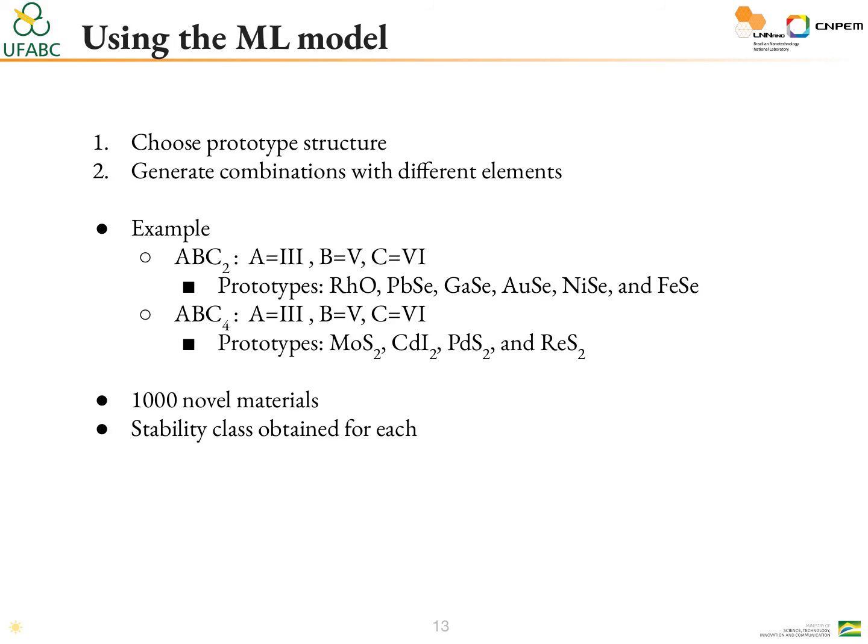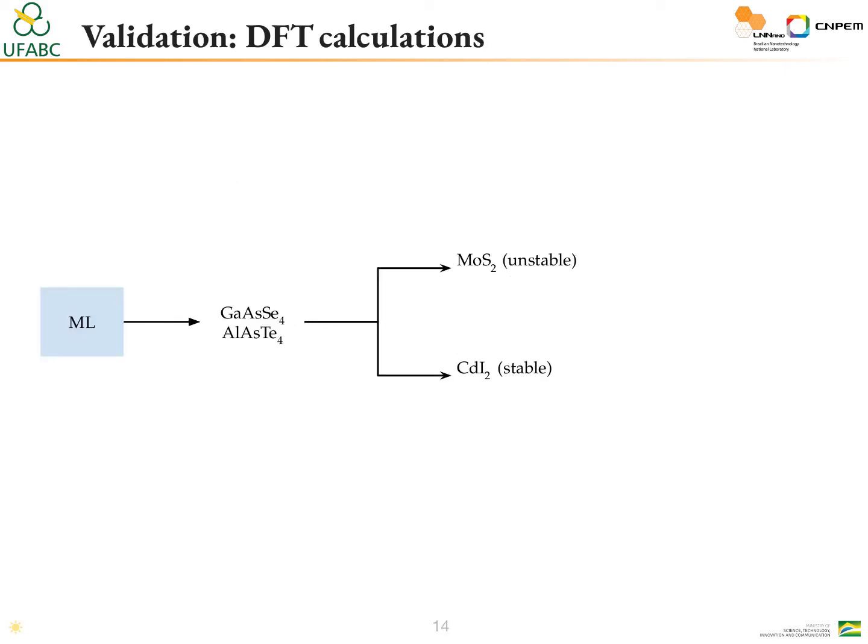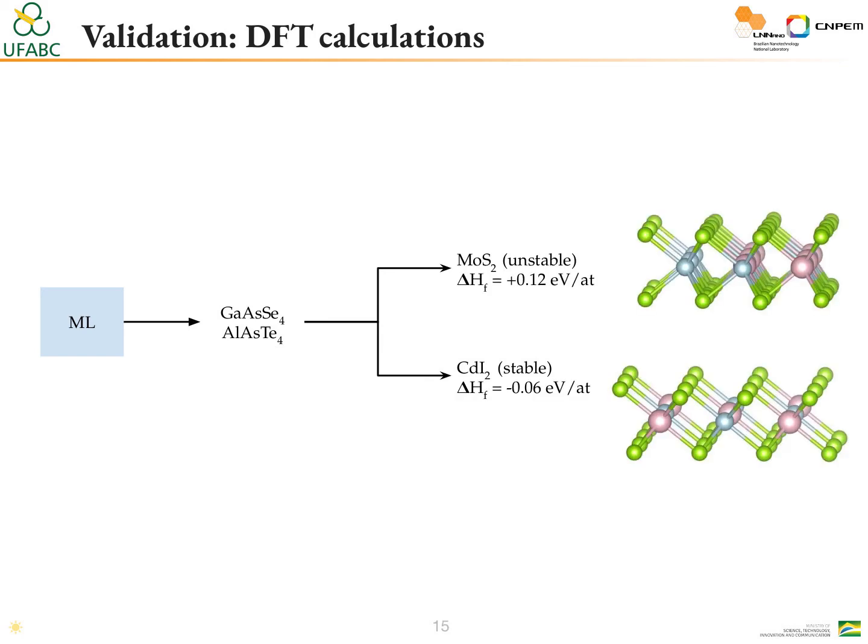To employ our resulting model, we can now make predictions by choosing different structural prototypes and generating combinations with different elements. As an example, we can generate 1,000 novel ternary 2D materials with elements from groups 3, 5, and 6 and almost instantly predict the stability for each one of them. Here we show two examples which our model predicts that are stable in one structure but unstable in another. We calculate these materials with DFT and confirm that indeed the model made the correct prediction.